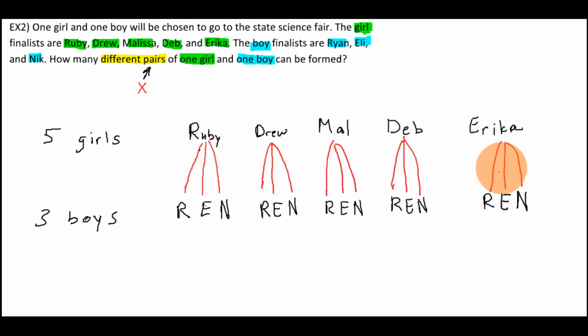So if I want to solve this problem now and find out how many different pairs can be formed, I can just add up the information in the sample space here. Ruby and Ryan make 1 pair. Ruby and Eli make a 2nd pair. Ruby and Nick make a 3rd pair, and so on. So 1, 2, 3, 4, 5, 6, 7, 8, 9, 10, 11, 12, 13, 14, 15. It looks like there could be 15 different pairs. But what if I wanted to multiply this information below? I would just take the 5 girls and multiply them by the 3 boys. And we know that 5 times 3 is 15. So we still get 15 pairs.